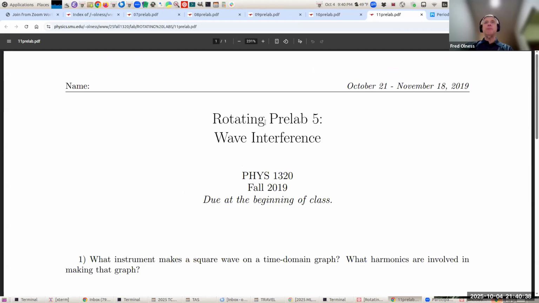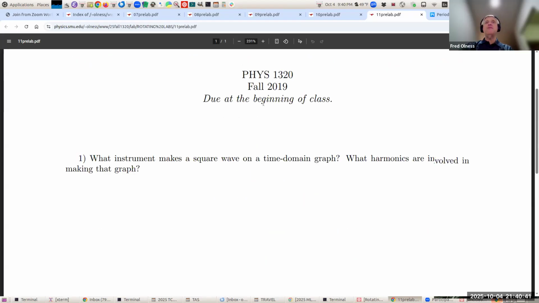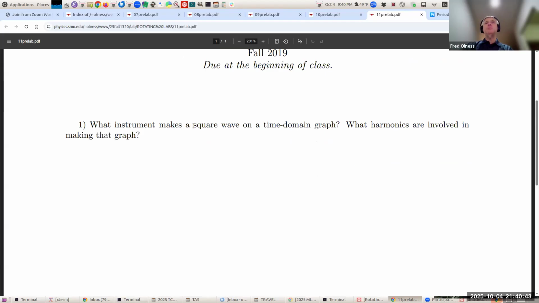Finally, for the fifth one, for the wave interference, what instrument makes a square wave on a time domain graph? For this one, look back to the first pre-lab that I did. A square wave is how we're going to model a clarinet. And a clarinet functions as a stopped pipe, so it only has the odd harmonics. Its frequencies are 1, 3, 5 with amplitudes 1, 1/3, 1/5.